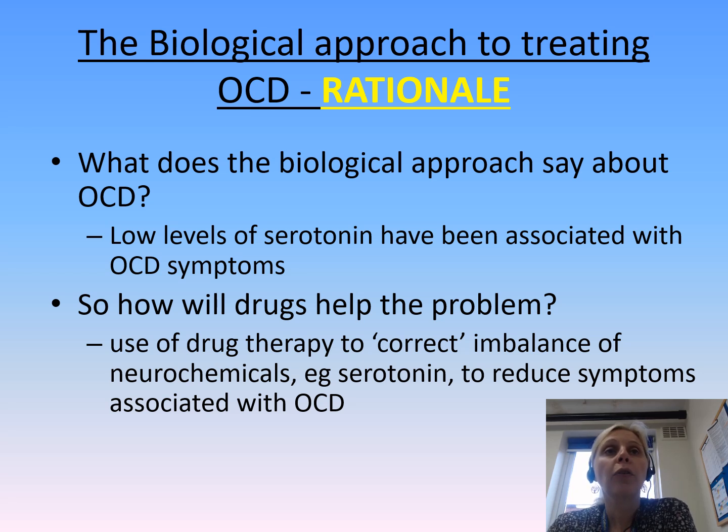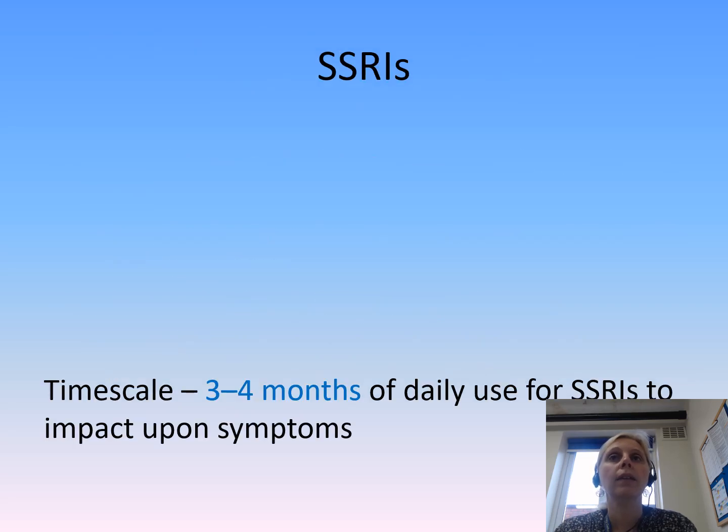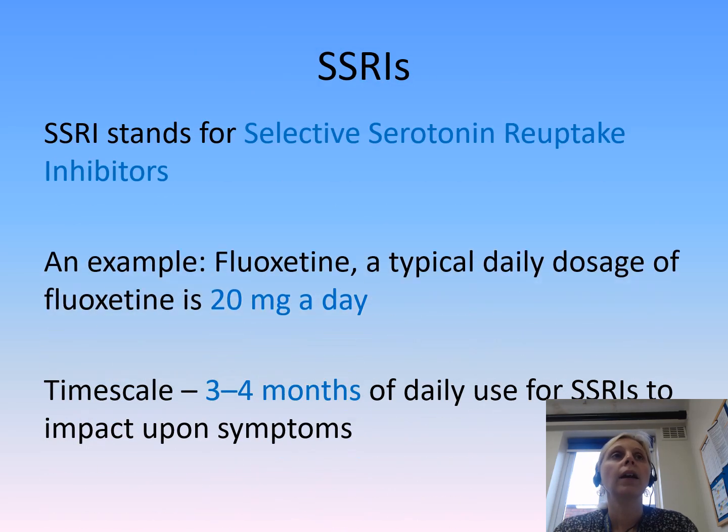The idea of drug therapy, and this is from the mark scheme, is to correct the imbalance of neurochemicals, for example serotonin, to reduce symptoms associated with OCD. SSRI stands for selective serotonin reuptake inhibitors. An example, and this is just to add extra detail, should you get a 16 marker, you need 6 marks worth of details for AO1: 20 milligrams a day is the typical dosage for fluoxetine. That is an example of an SSRI.